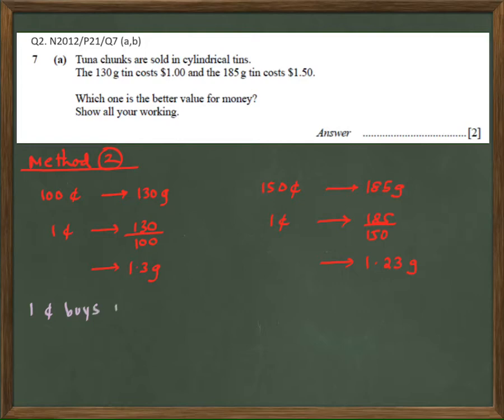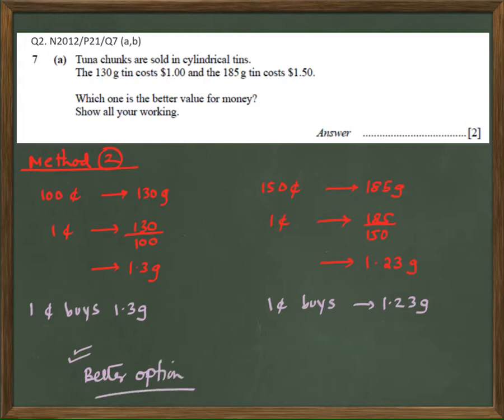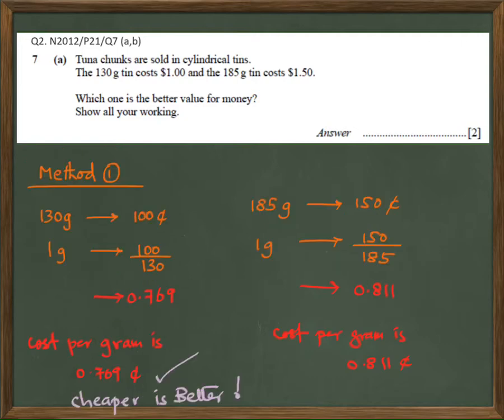Therefore, which is a better value for money? For 1 cent, is it better to obtain 1.3 grams or 1.23? I think 1.3 is better. So therefore, it's a better value for money. Needless to say, the conclusion would be the same. The methodology is different. Over here, 1 cent is buying how many grams? In the previous one, what was the cost per gram? So there were two approaches to this particular problem.